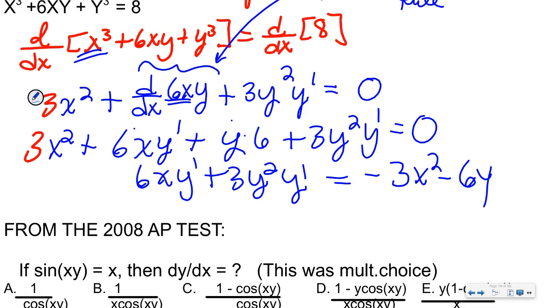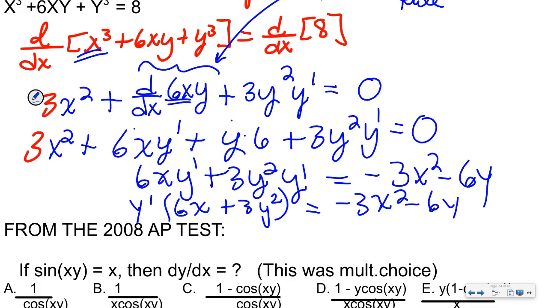Let's go do that. I'm going to write y prime times, take it out of the first term, leaving a 6x. Second term, leaving a 3y squared. And it's going to equal all of this. What's my last step in the isolation process? Yeah, exactly. Divide both sides. Let's just cross it off for time purposes and go like this.